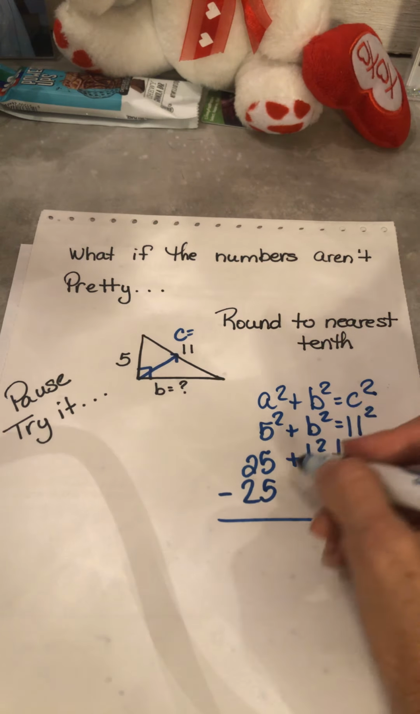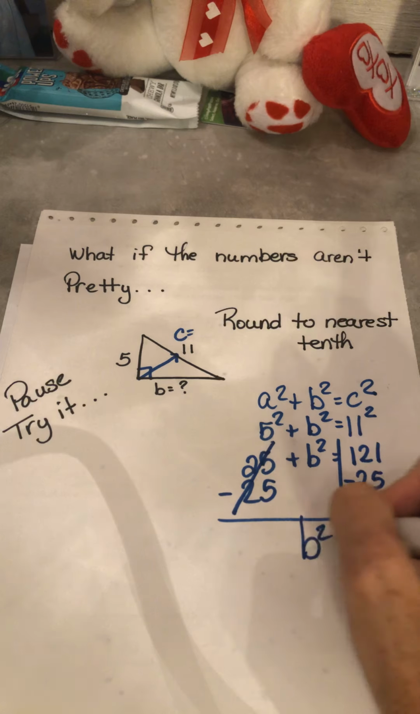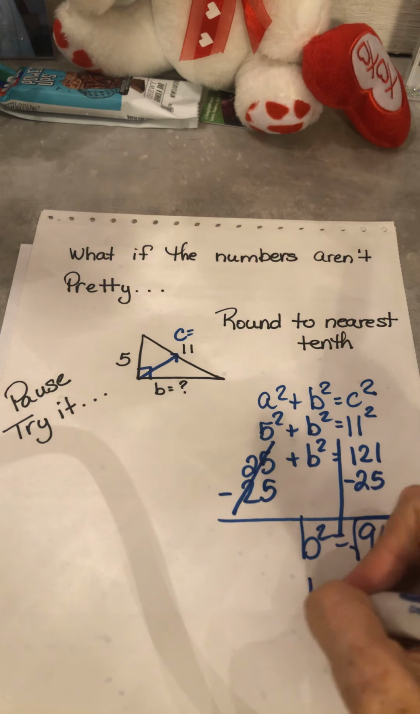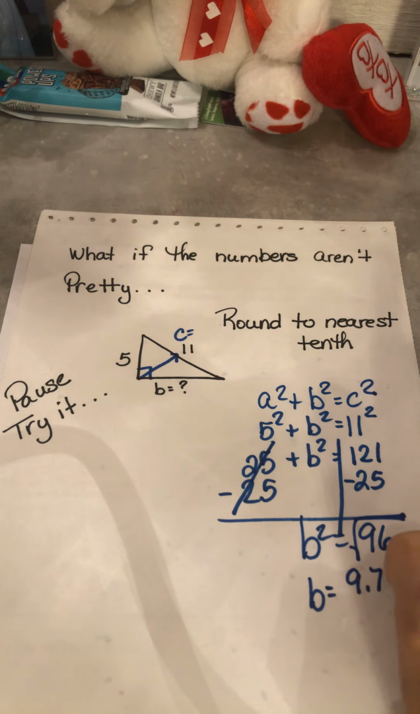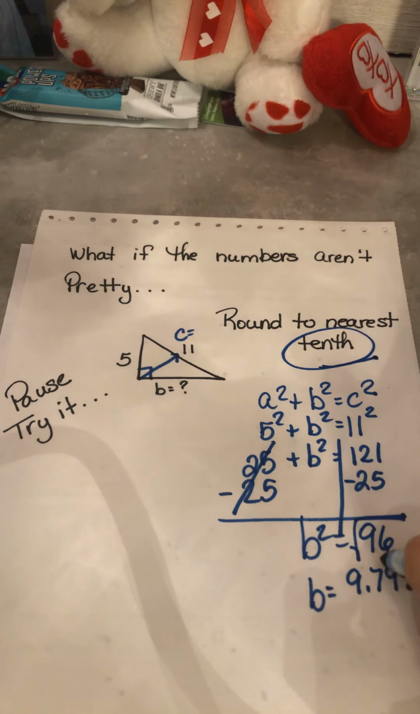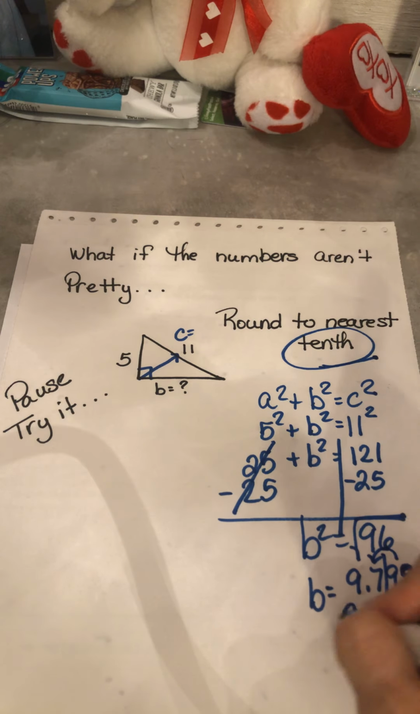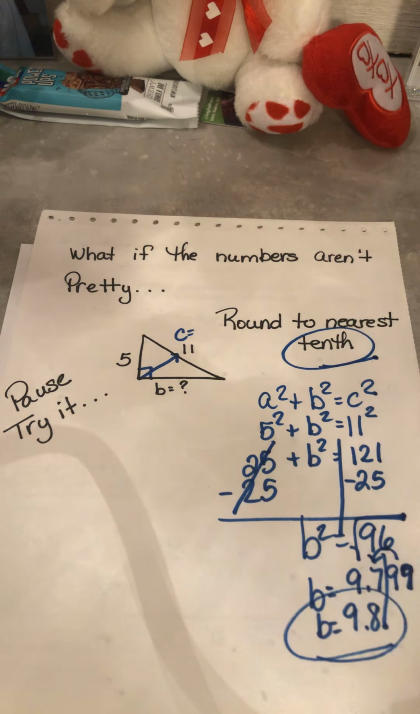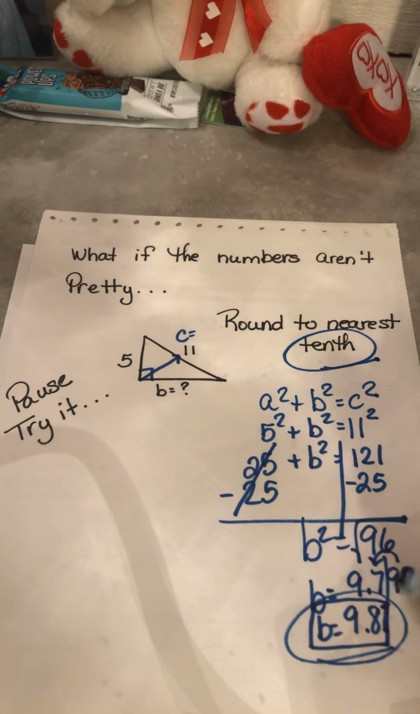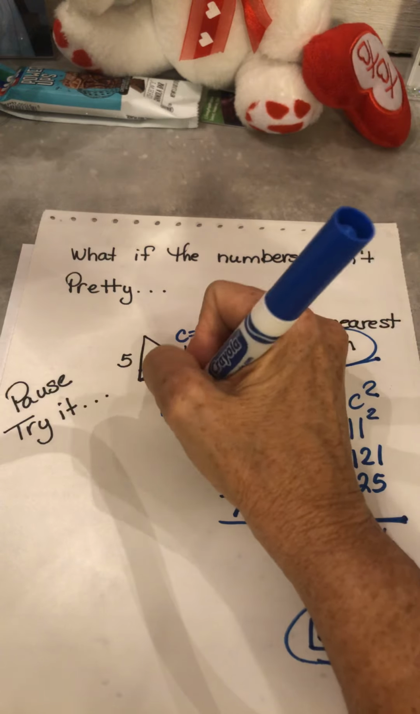And now when I subtract, I get 96, and then I need to get the square root of 96. So I get 9.797, and I need you to round this to the nearest tenth. So I draw my line here. The 9 says bump that up. I think every single one that we did today I had to bump up. So I get 9.8. So this leg is 9.8.